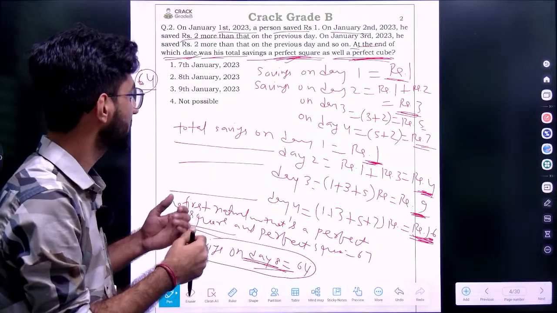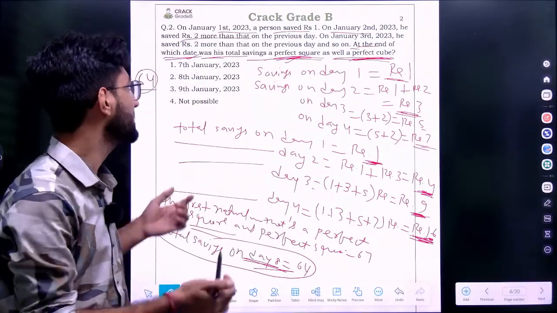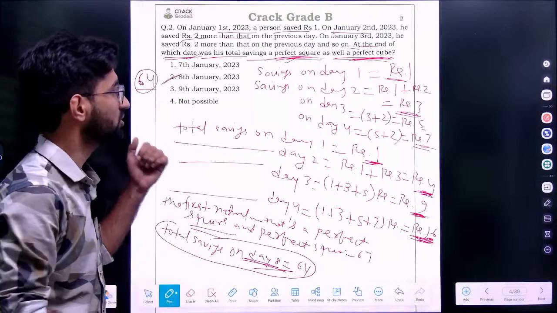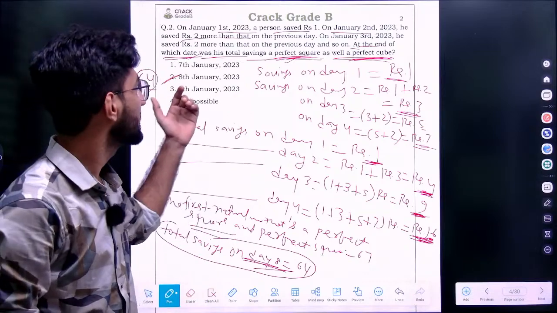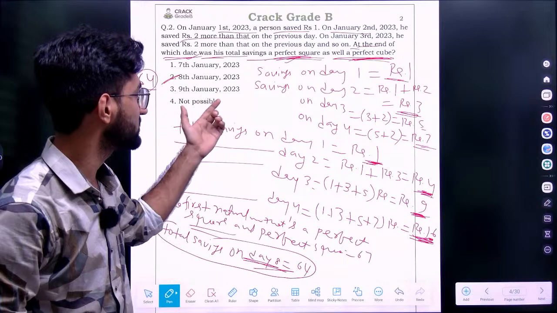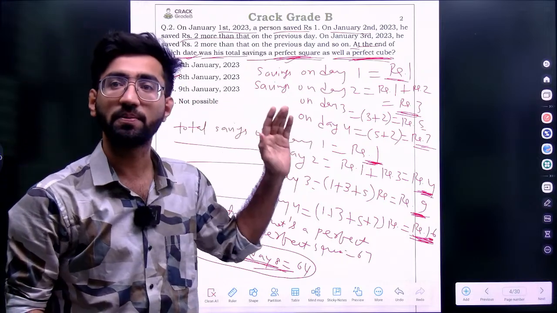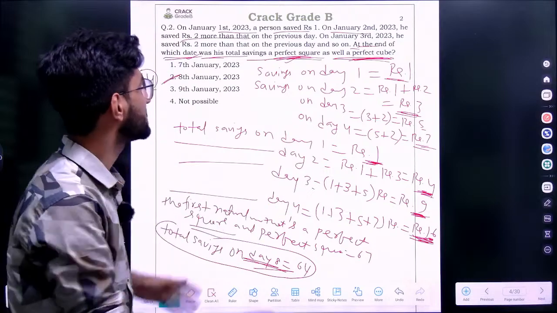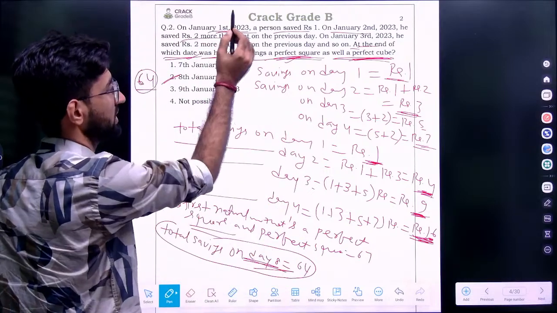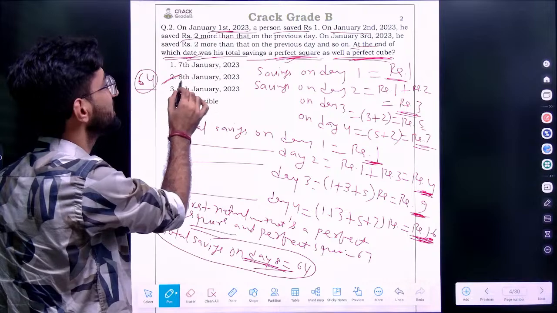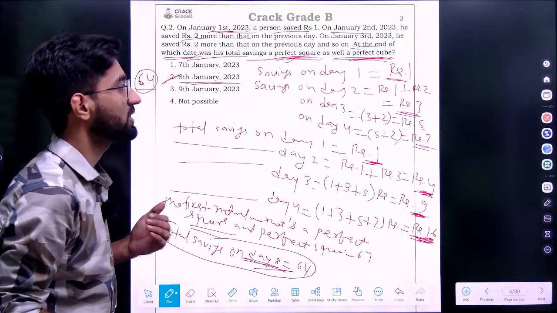Now you have to think, what is the date? Date is 8th January 2023. It means at the end of 8th January 2023, the total savings will be a perfect square and a perfect cube, right? Because day 1 is January 1st 2023, so obviously day 8 is 8th January 2023, right?